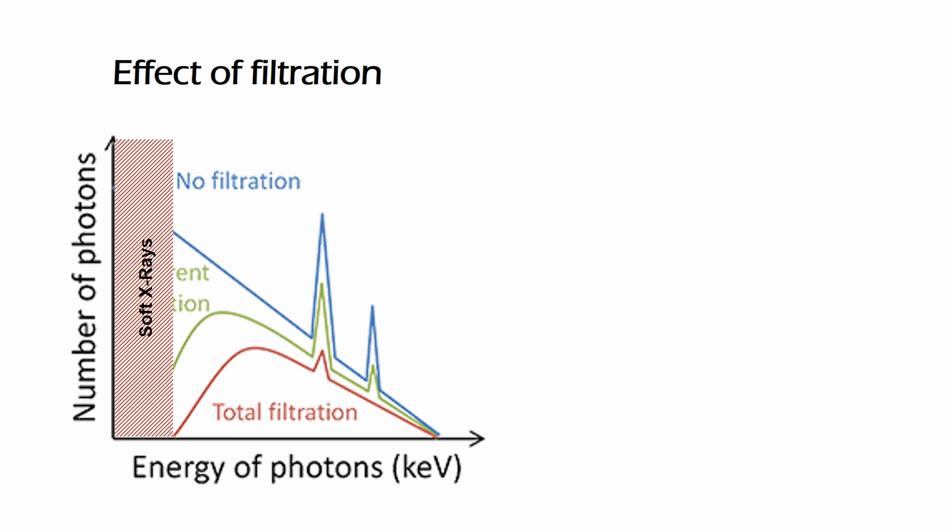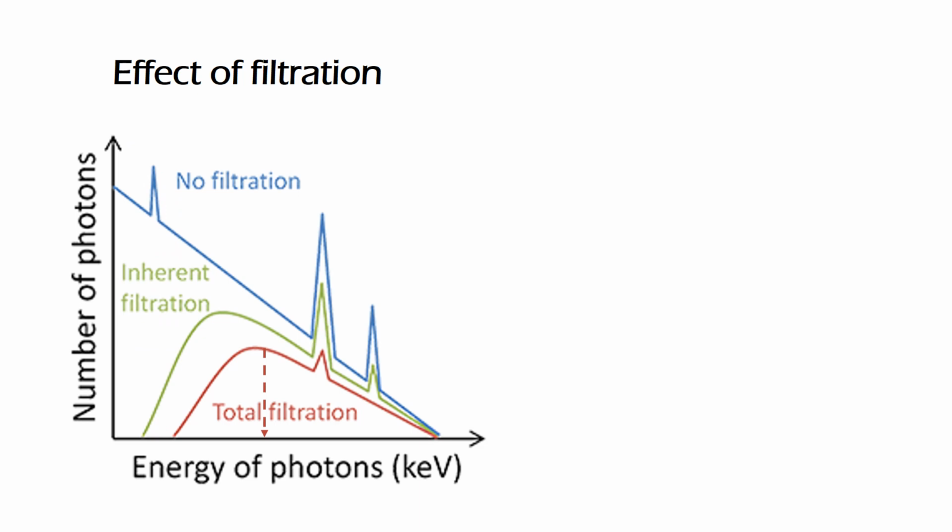With added filtration, the cutoff range of the soft X-rays increases. The attenuation of the X-ray range between soft X-rays and hard X-rays also increases. As a result, the average energy of the resultant X-ray spectrum, indicated by the red arrow, shifts to a higher energy level. This effect is termed beam hardening.